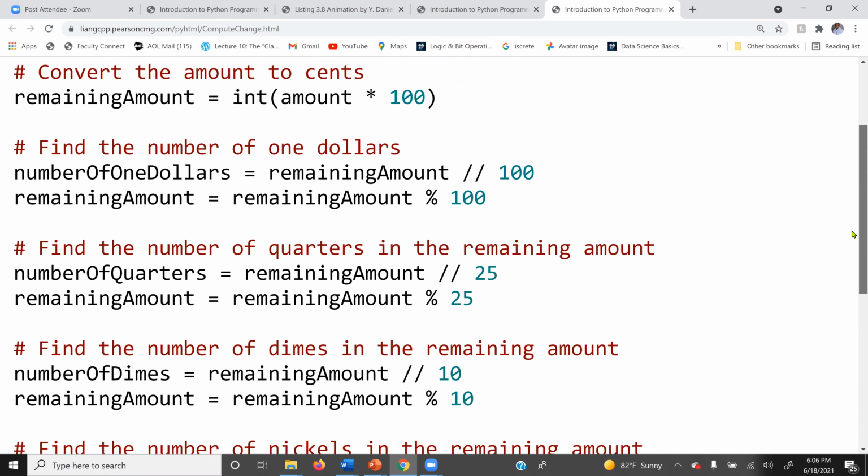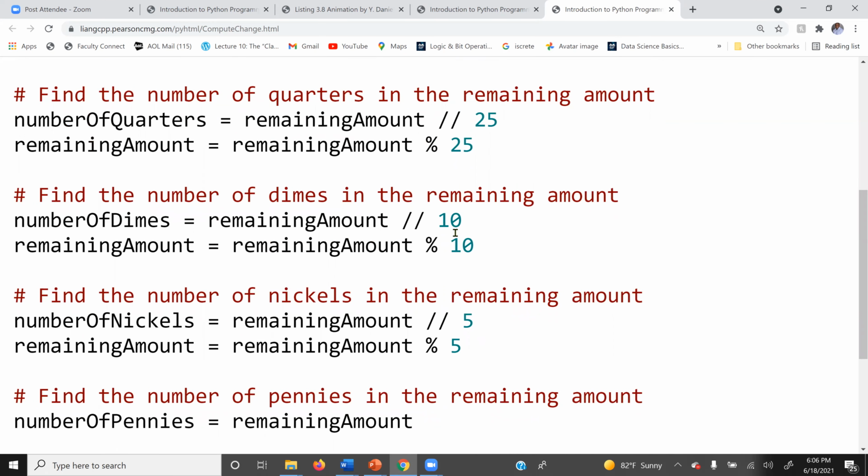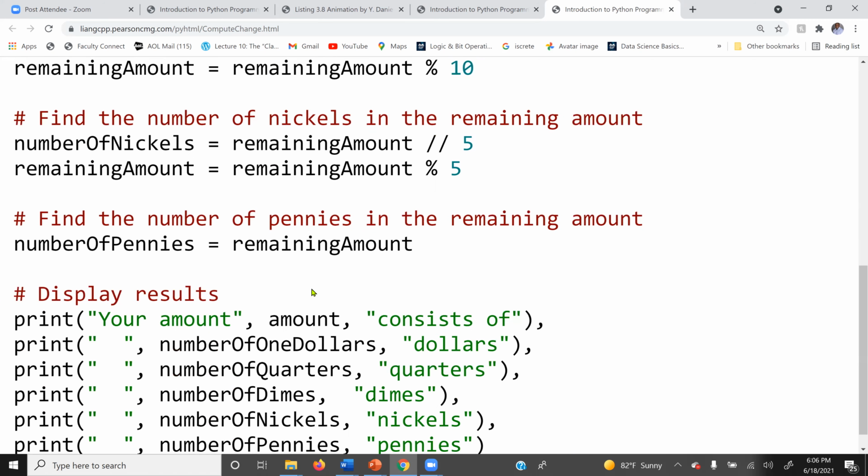Then I will divide the 56. Now the remaining amount has only 56. I'll divide by 25. That will give me only 2 quarters. Then I will use the modulus operator to get the remainder, which is 6. Then next, I'm going to divide the 6 by 10. The answer will be 0, and the remainder will be 6. Then I will divide the remainder again by 5. I will get only 1, remainder 1. So the last remainder will be the pennies.